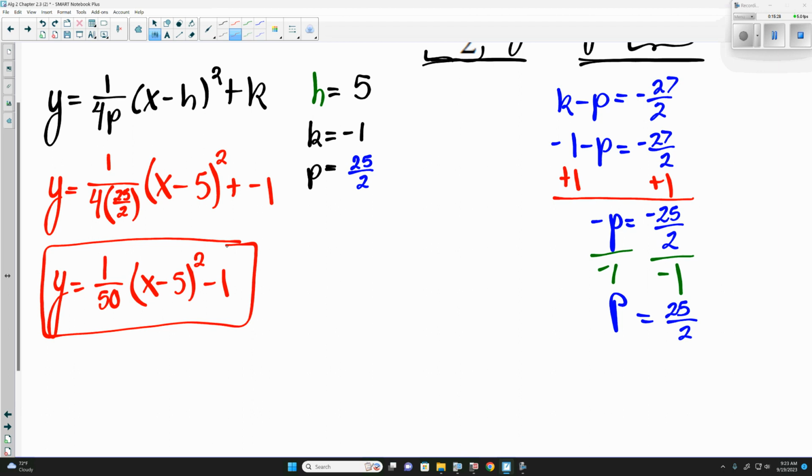Questions on any of this here so far? It's still the same thing, but we're looking at different pieces of the puzzle to get to it. Questions on this here? Questions on anything we've done so far?